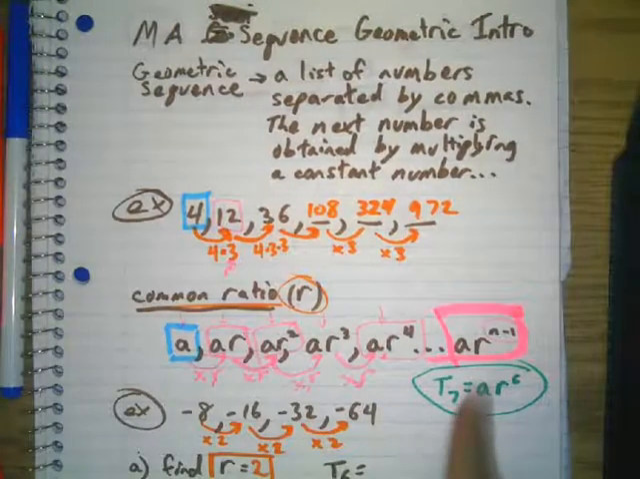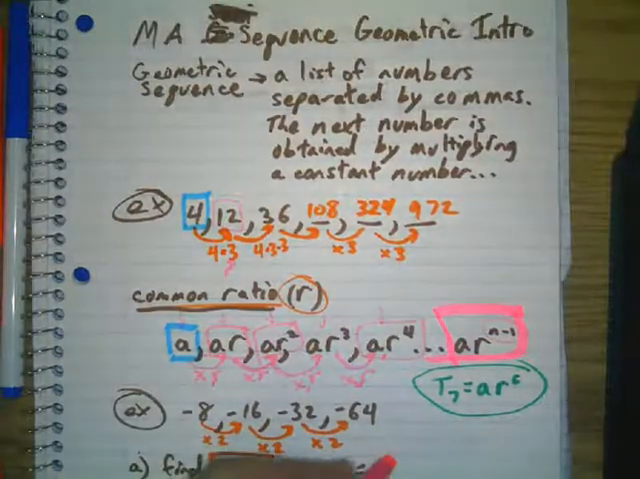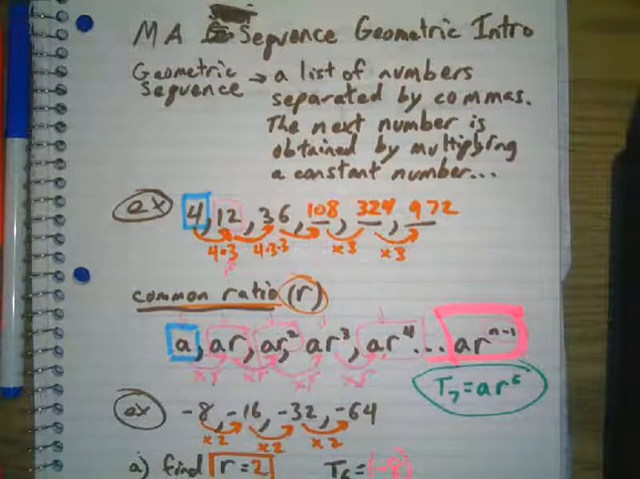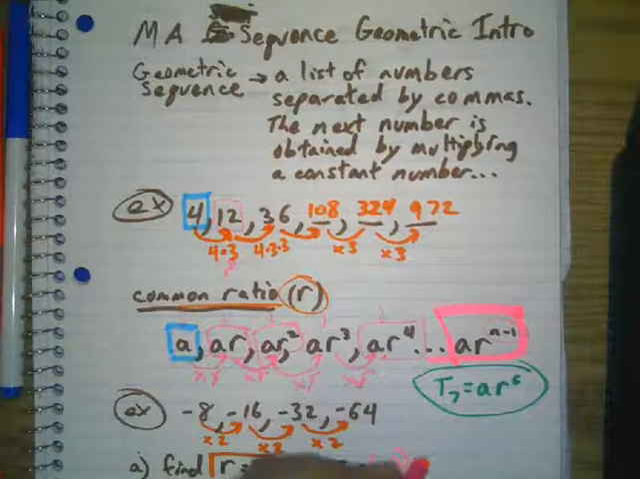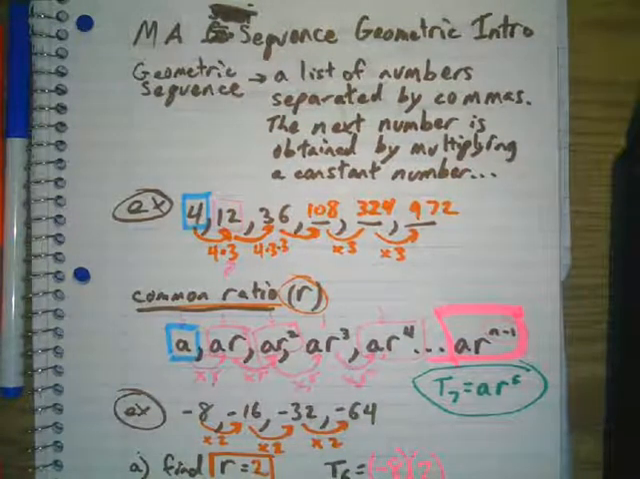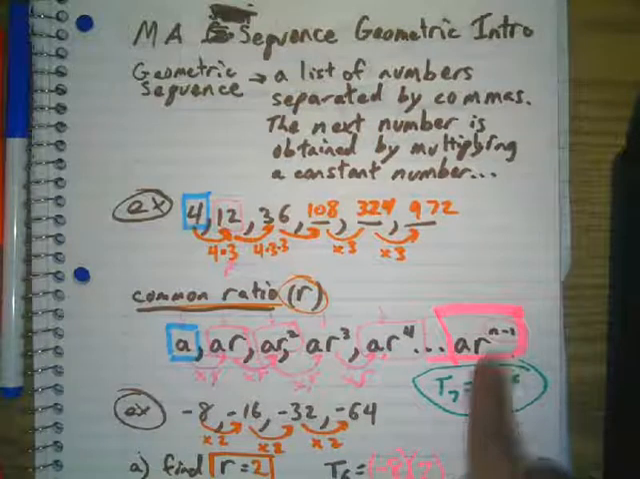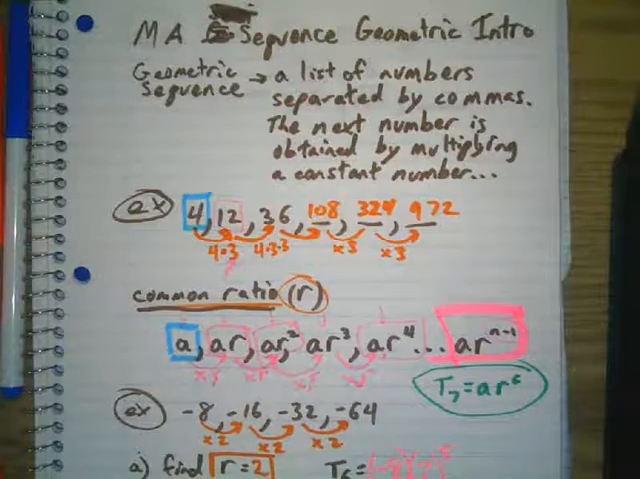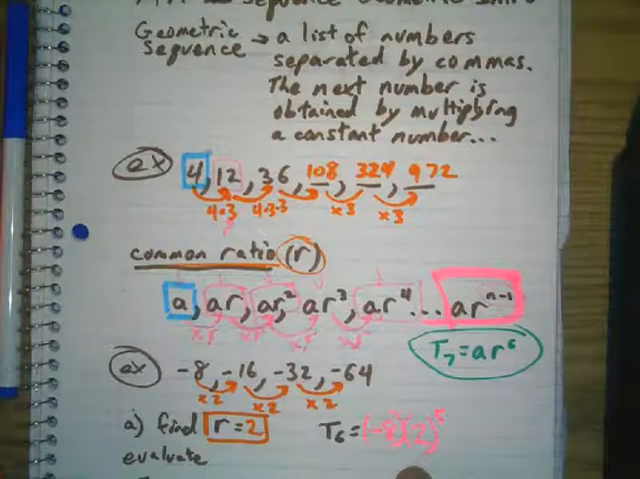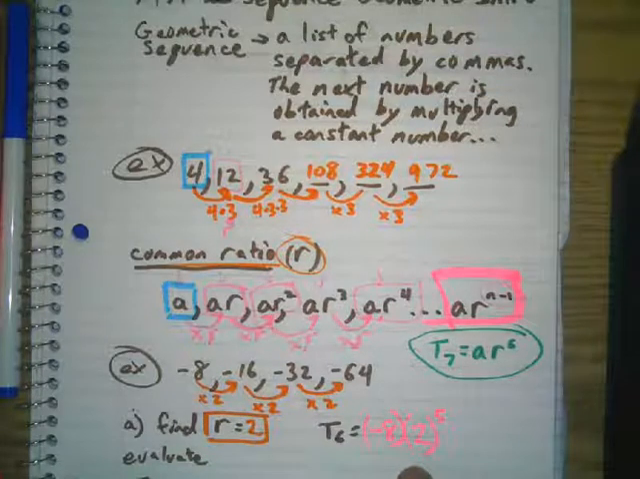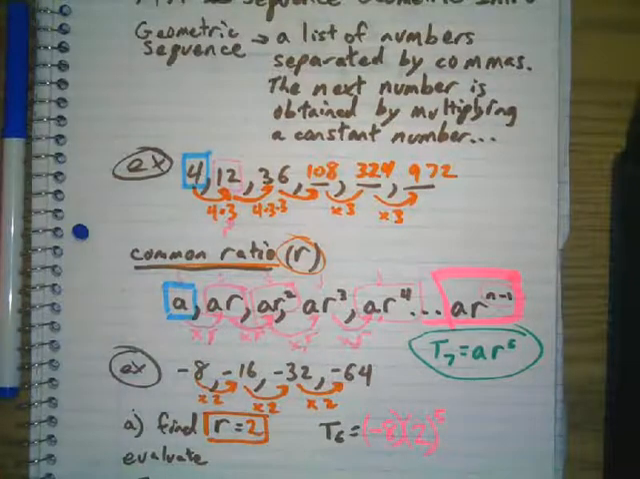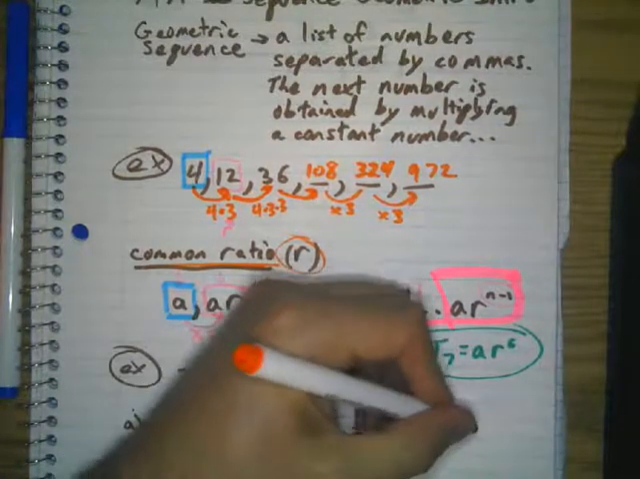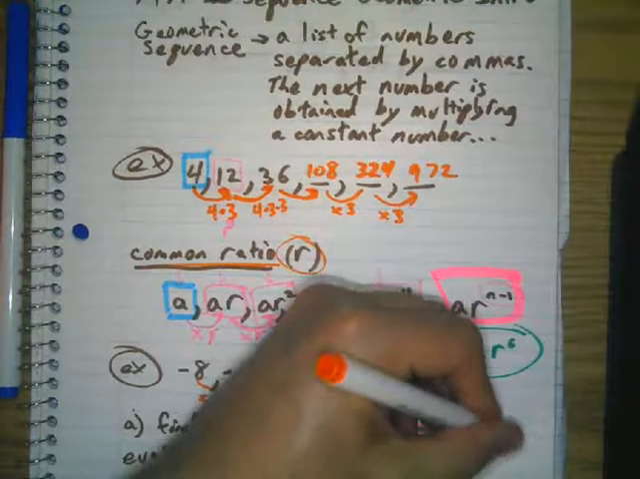we know that A here is negative 8, right? And we know R is 2, right? And if I'm trying to find the 6th term, my power is going to be 1 less than the n value. So 1 less than 6 is 5. So 2 to the 5th is 32 times negative 8. That's going to give me negative 256. Now let's see if that's right.